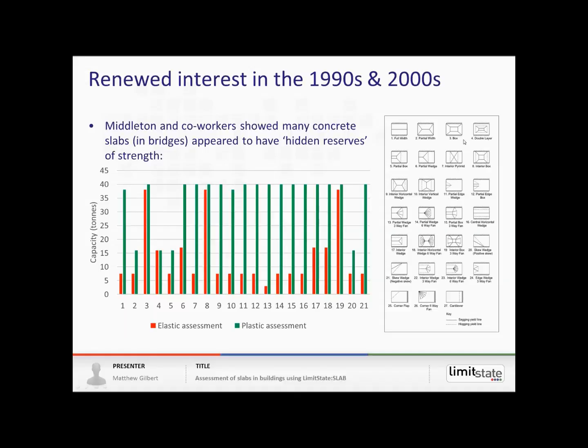The downside of the method used by Middleton at that time was that it used a library of predefined failure mechanisms. So you can see that on the right there, a whole series of different failure mechanisms. The problem comes if you're dealing with a structure which perhaps has a slightly unusual geometry and a structure where one of these predefined yield line patterns or the critical one is not in that library. So you will end up with an overestimate of the true capacity of the structure.